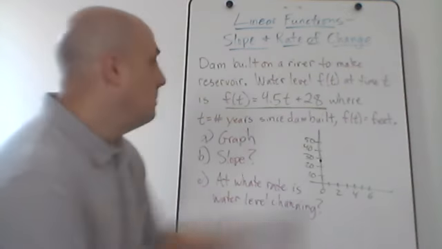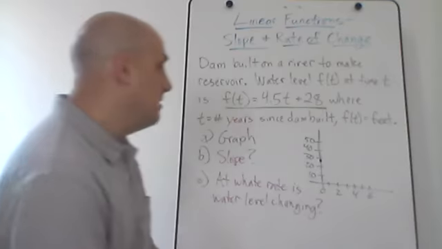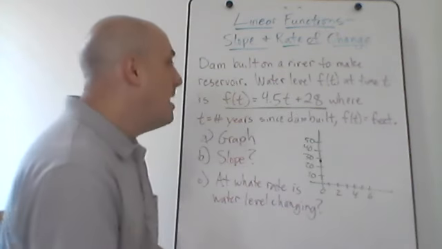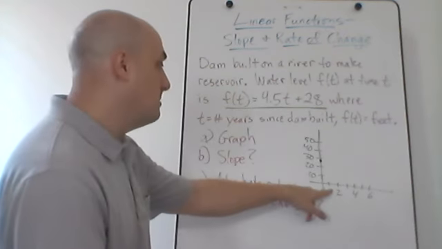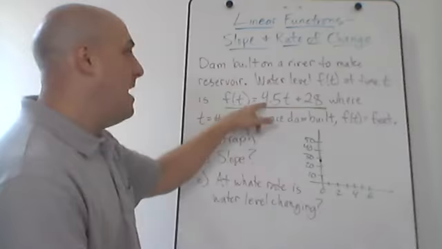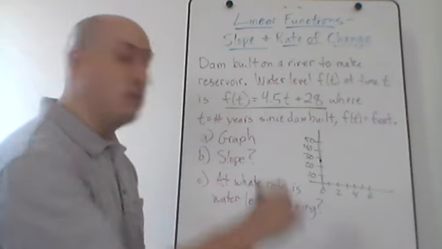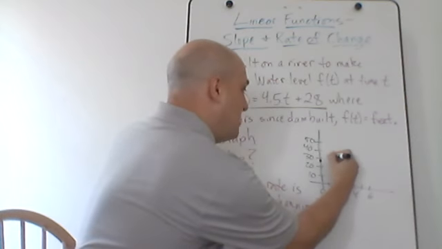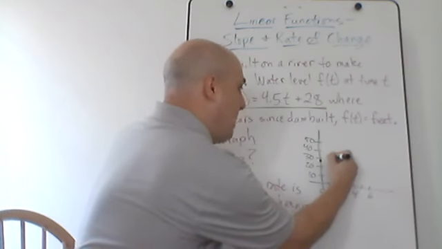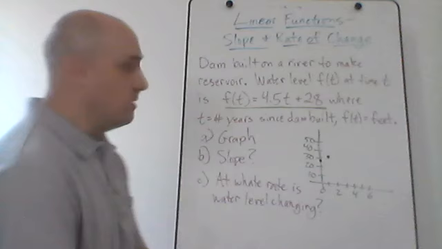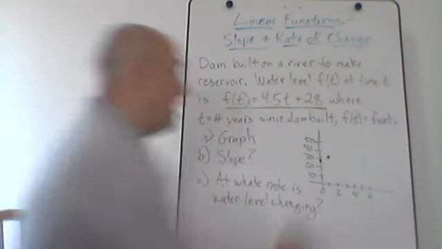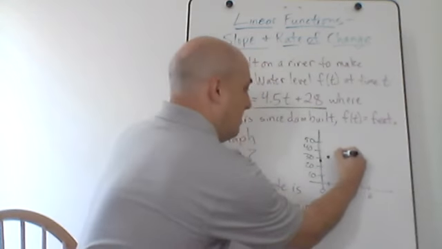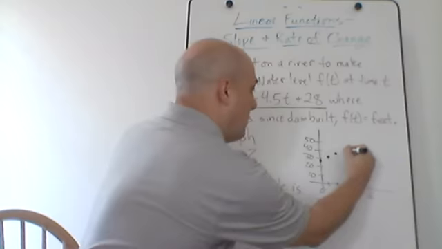All right, so when t is equal to 0, our depth of water is 28. That's our initial value, that's the y-intercept. And then for each year that goes by, so when t equals 1, I have to add 4.5. We have a slope of 4.5, which means I move over 1 and up 4.5, which would give me 32.5. As you can see, I'm not measuring this very accurately here. I'm just putting a mark a little bit above the 30. And then I move over 1, go up another 4.5, which would give me something right about there. And then I go over 1 more, up another 4.5.